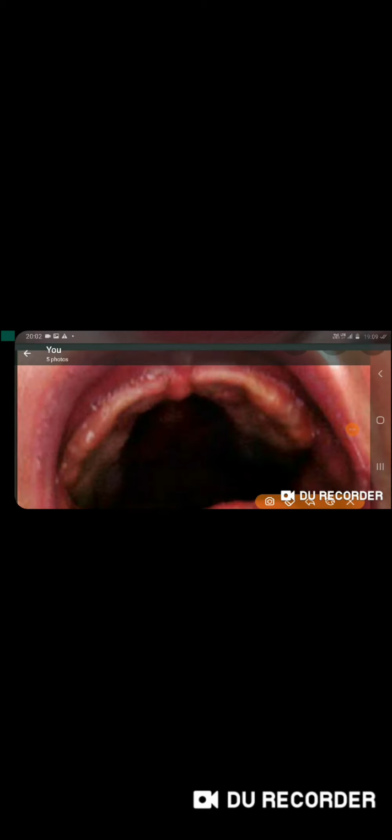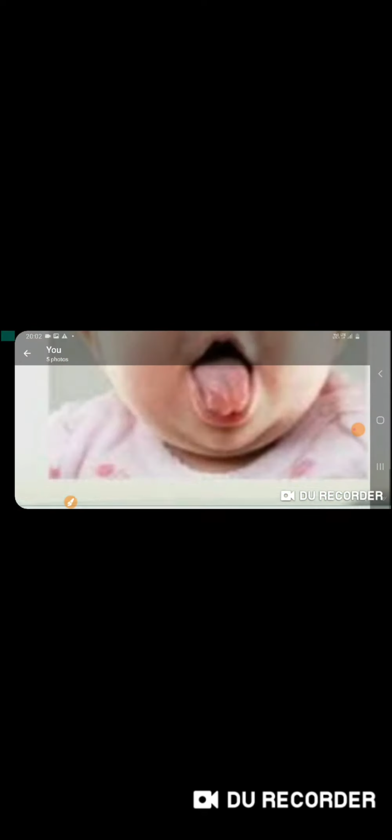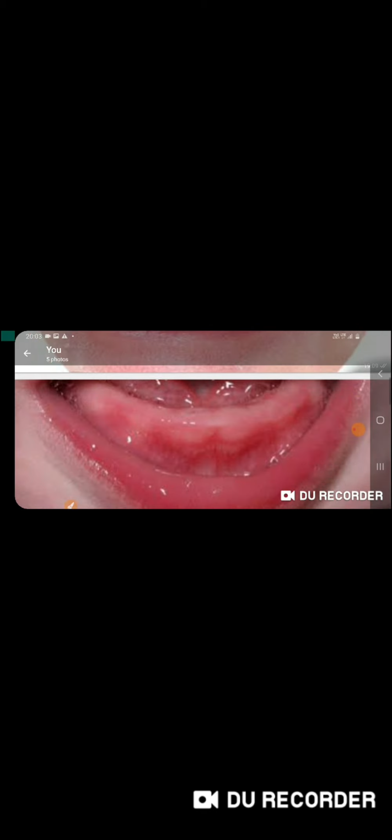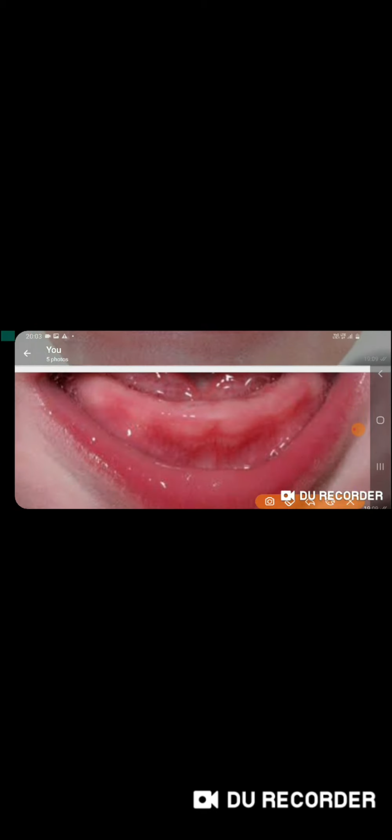Now we come to the point: what is the gingival groove? Basically, the gingival groove in the upper arch separates the palate from the gum pad, and that is known as the gingival groove, whereas in the lower arch the gingival groove separates the gum pad lingually from the floor of the mouth. Here we can easily appreciate the gingival groove which separates the gum pad from the floor of the mouth.